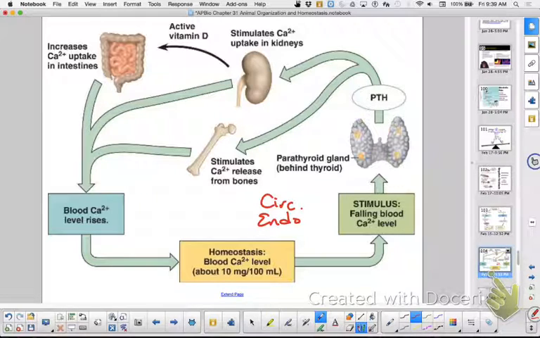Okay, this is going to affect, we store calcium in our bones. So now we're working on what? Musculoskeletal system. And it's stimulating calcium uptake by the kidneys. Now what system are we in? Excretory. And look, we're getting calcium uptake in our intestines. What is that? Digestive. Okay? Look at all these different systems that are involved in order to maintain homeostasis.